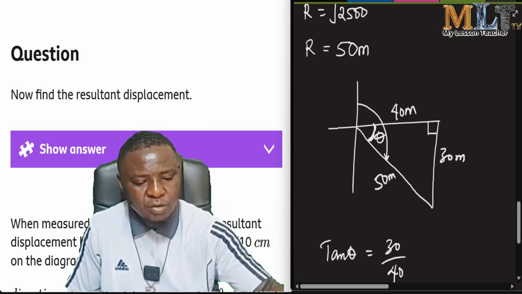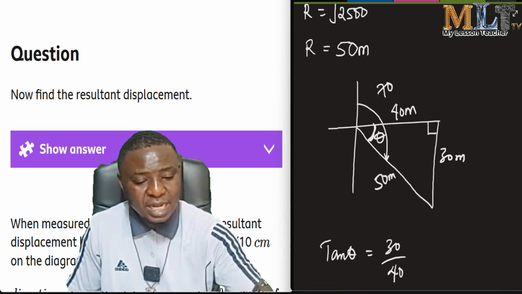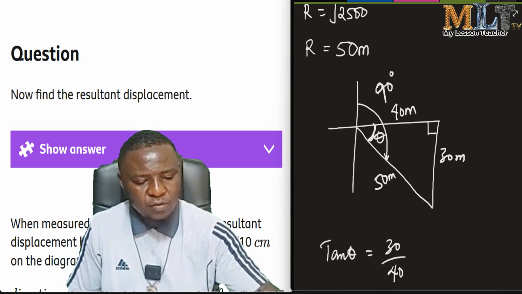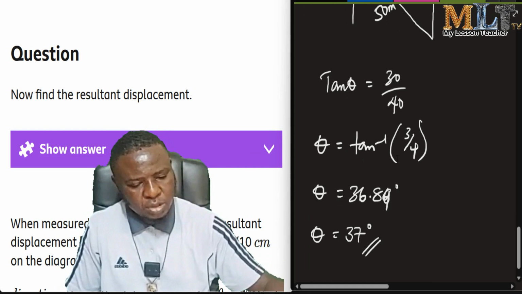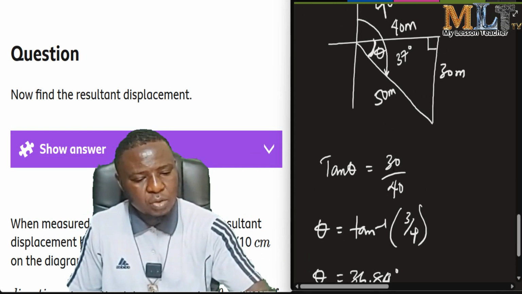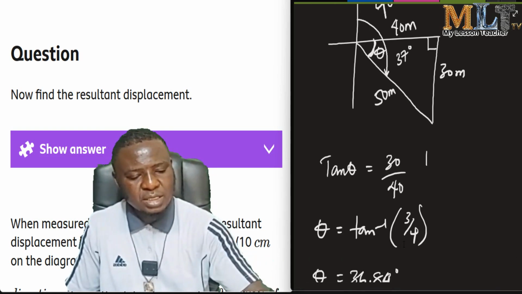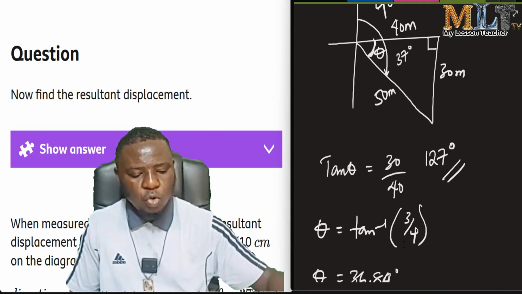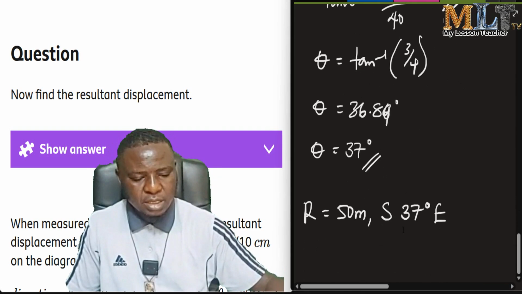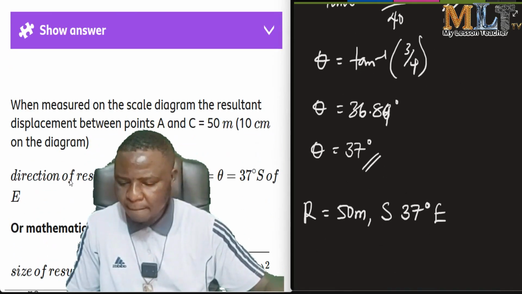Or you can look for the bearing, which is the total angular displacement from the origin. If this is 90 degrees, and we have gotten this to be 37 degrees, when you add 90 to 37, it gives you 127. So the bearing is 127 degrees, or you call it south 37 degrees east. So let's see what they got as their answer.